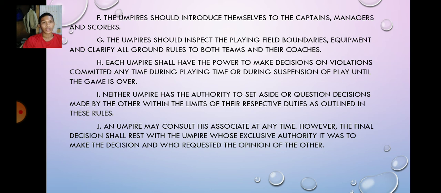Each umpire shall have the power to make decisions on violations committed at any time during playing time or during suspension of play until the game is over. An umpire may consult his associate at any time, however, the final decision shall rest with the umpire who has exclusive authority to make the decision and who requested the opinion of the other.